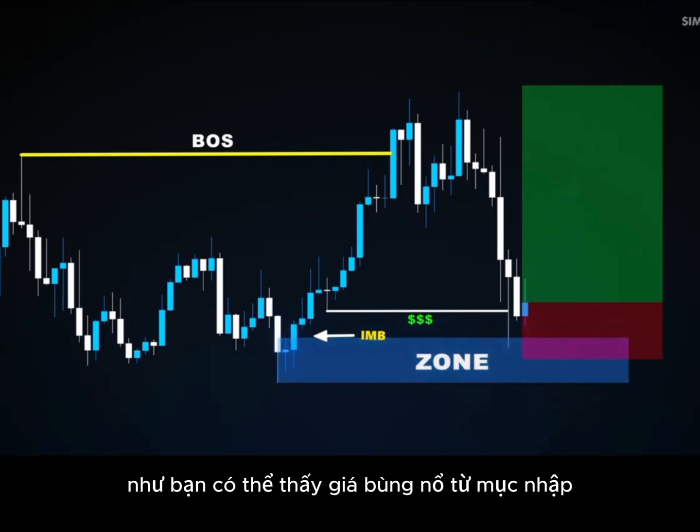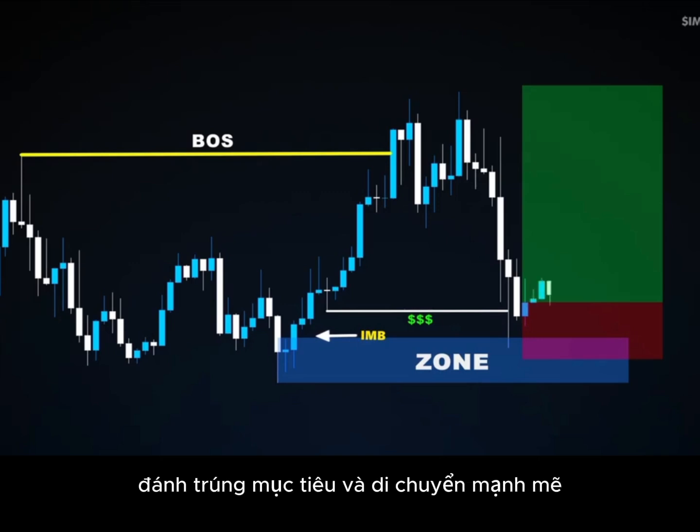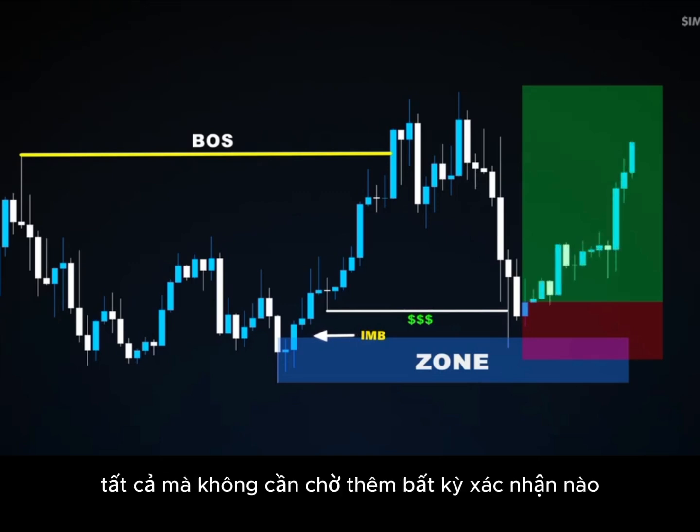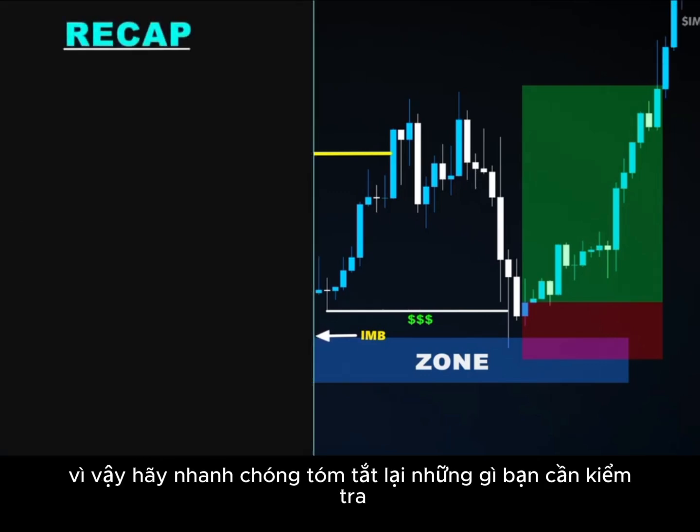As you can see, price explodes from the entry, hits the target, and moves aggressively, all without waiting for any extra confirmation. So, let's quickly recap what you need to check.